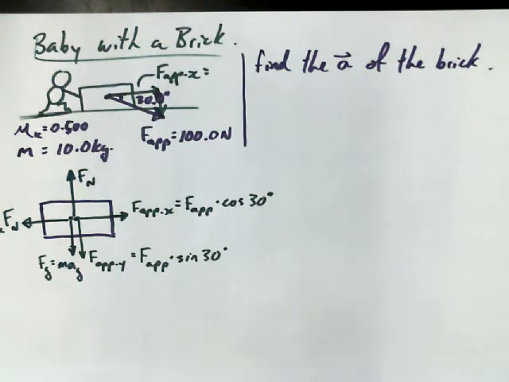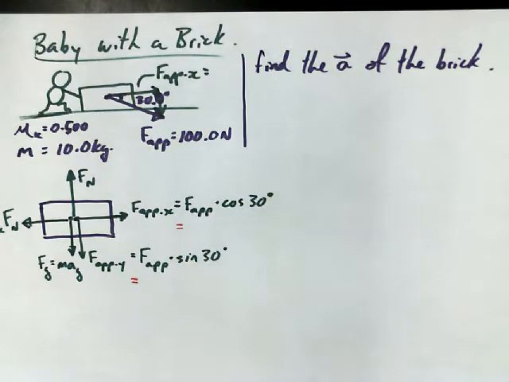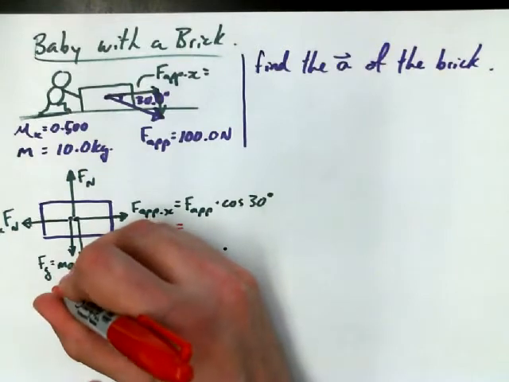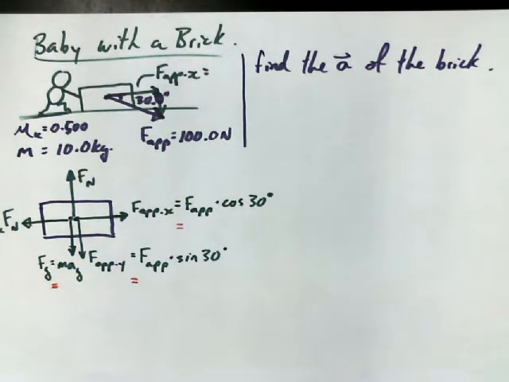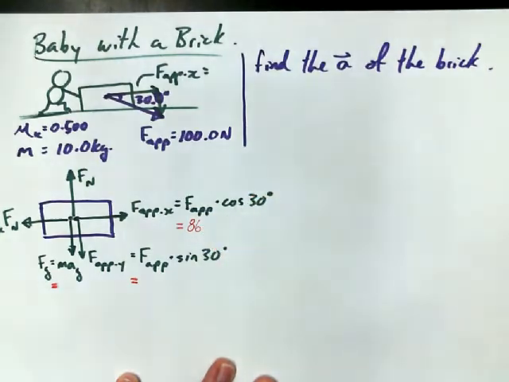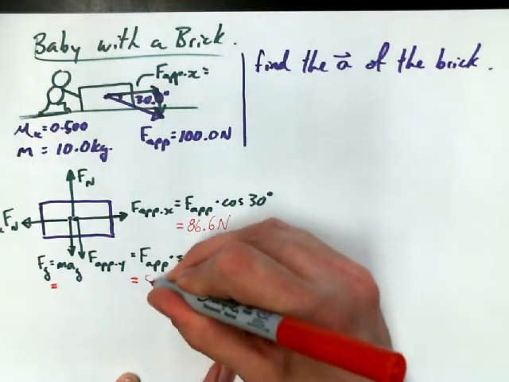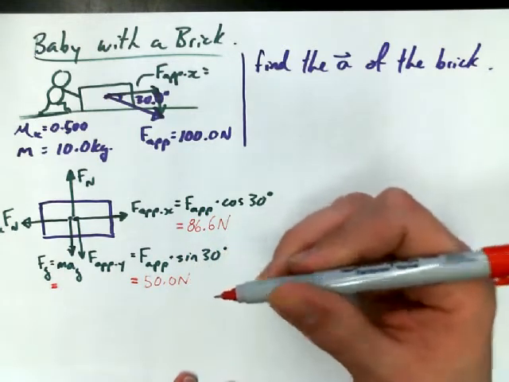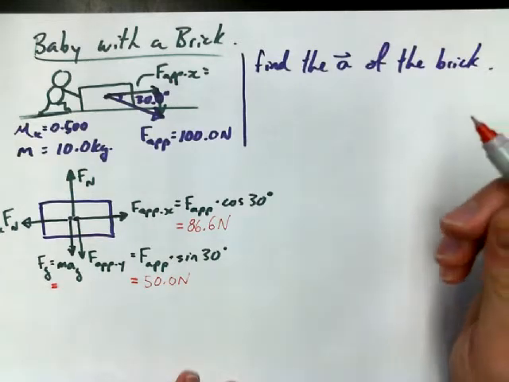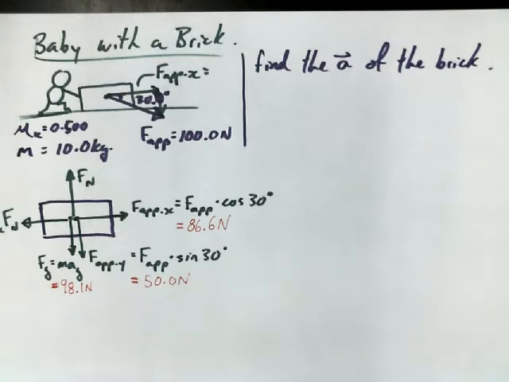What I do want to do right now is ask for your help in calculating F applied in the x direction and F applied in the y direction. Can I ask you just to take a moment and calculate the numerical values quickly? Oh, and while you're at it, Fg, although Fg, I'll admit, is the easiest one. Okay, so F applied x is 86.6 newtons. F applied y is 50 newtons, and Fg is 98.1 newtons, because it's just 10 times 9.81 meters per second squared, if we're assuming g is 9.81.